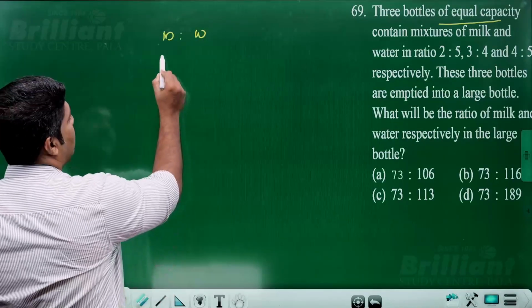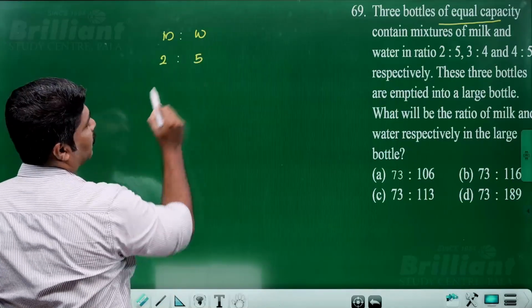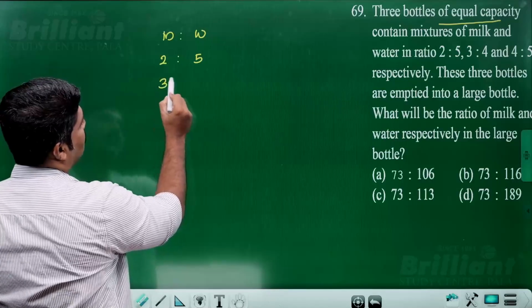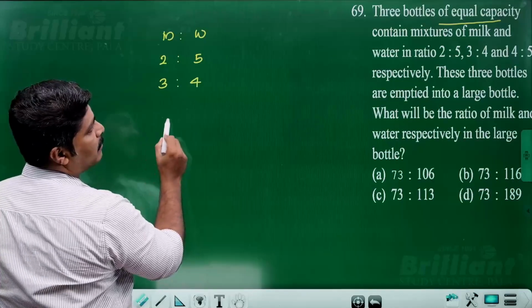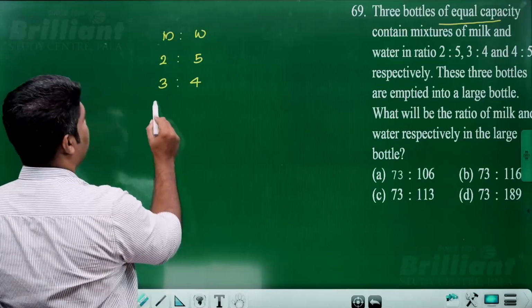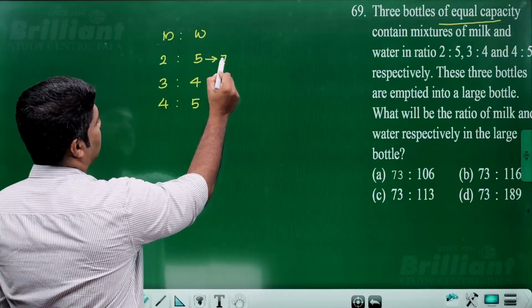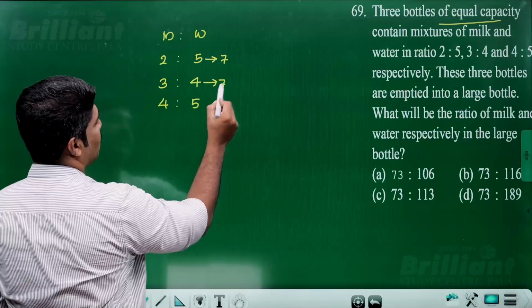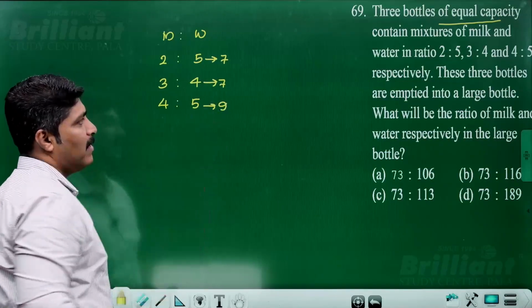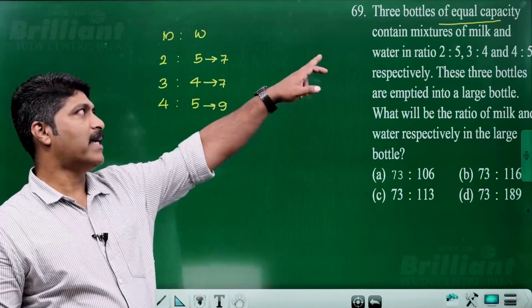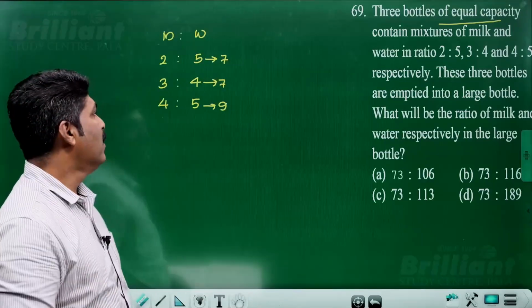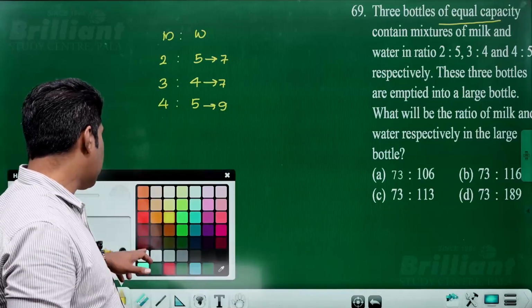The first bottle contains 2:5. Second bottle, that is 3:4. And third bottle, that is 4:5. You just simply consider what the sum is here. This is sum 7, this is sum 7, but this is 9. It's contradicting the basic condition of equal capacity. So here we have to make the quantities equal.